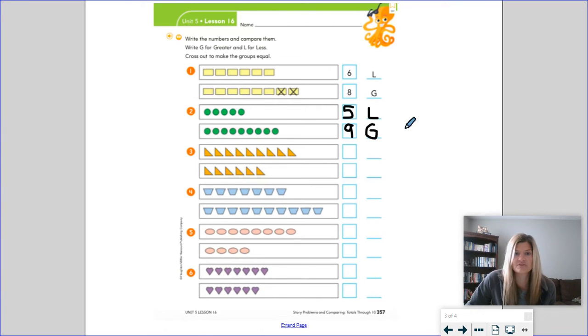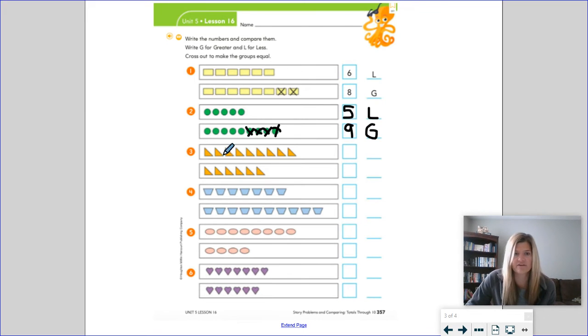Now, boys and girls, what I need to do is cross out the extra circles so that the two groups are equal. So I'm going to cross out until I get to them being equal. 1, 2, 3, 4. I'm going to cross out 4. I'm going to stop because now if I look, the two groups are equal. Let's count to make sure. 1, 2, 3, 4, 5. 1, 2, 3, 4, 5. 5 is equal to 5.